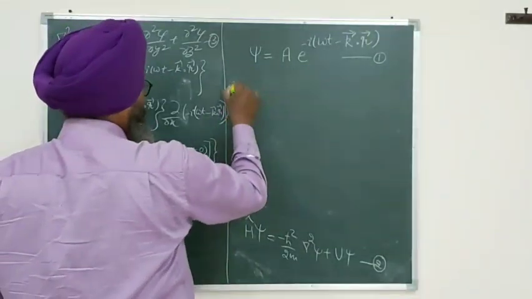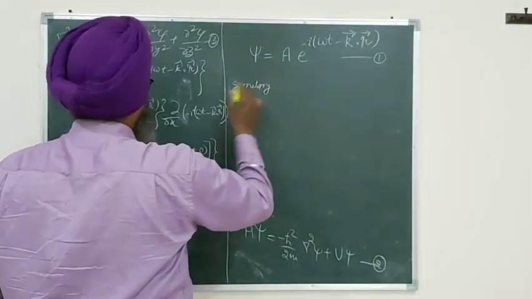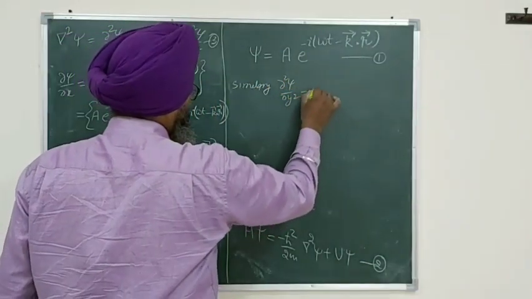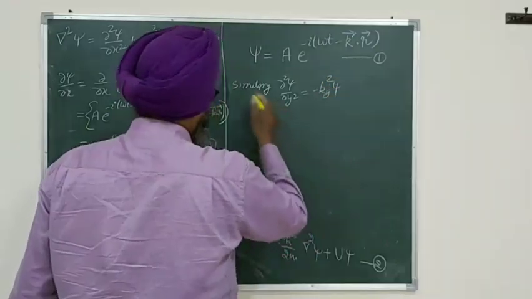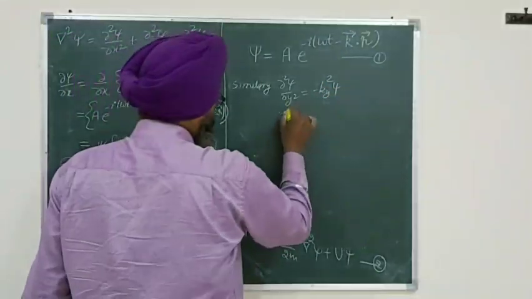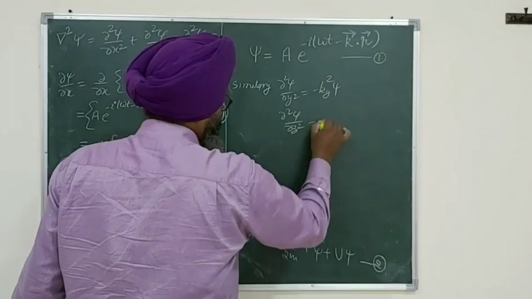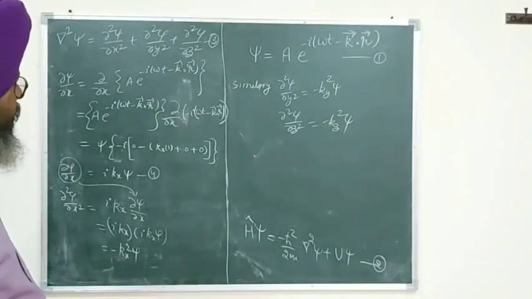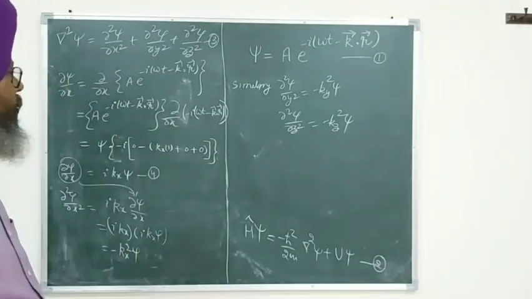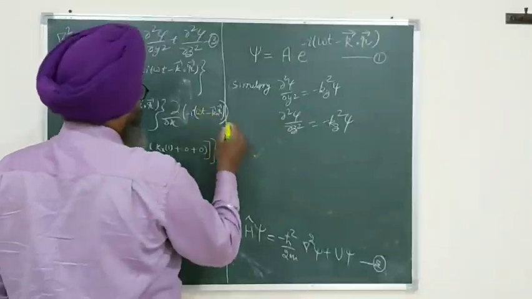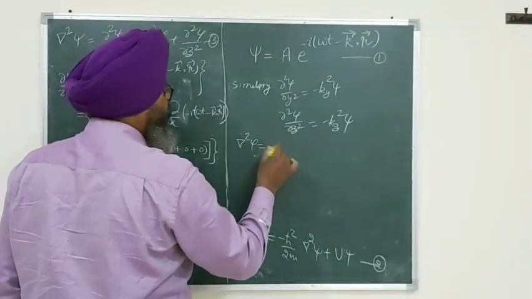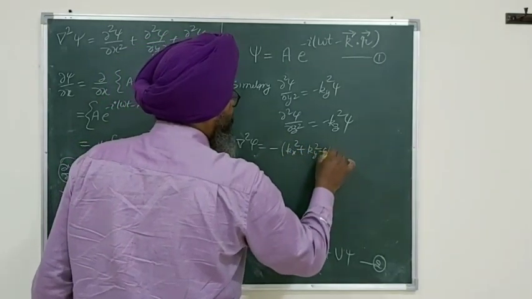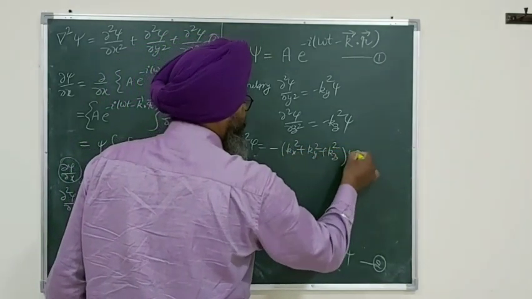Second term, similarly, for equation 3, ∂²ψ/∂y² will give me minus ky square psi, and the third term for 3 will give me ∂²ψ/∂z² is equal to minus kz square psi. And now I can solve equation number 3. Now put all these values in 3, you will get del square psi is equal to minus will be common. It will be kx square plus ky square plus kz square, and outside it will be psi.